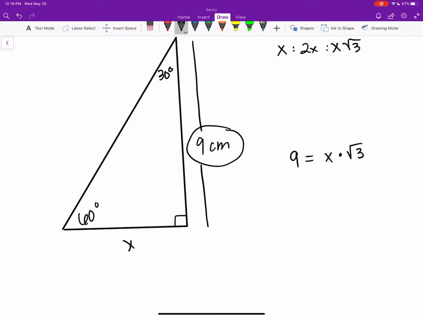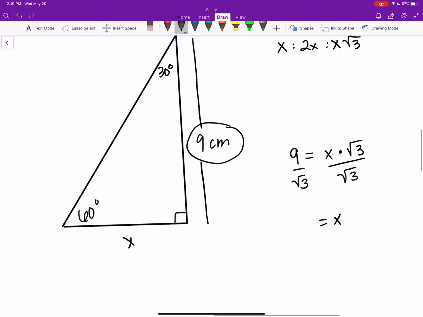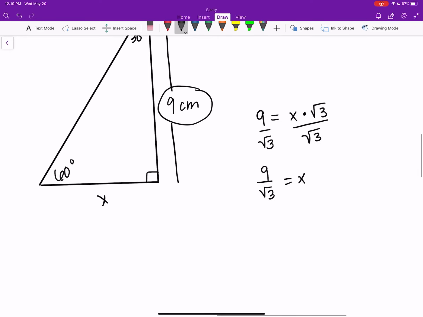Then I can solve for x. I'm going to divide by square root of 3 on both sides. All right, and that gives me x equals 9 over square root of 3, and then I just evaluated that, plugging 9 divided by square root of 3 into my calculator, and I get a decimal of roughly 5.196. So that tells me that my shortest side length has to be, I'll round it, about 5.2 centimeters, okay?